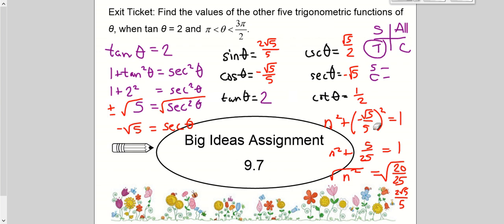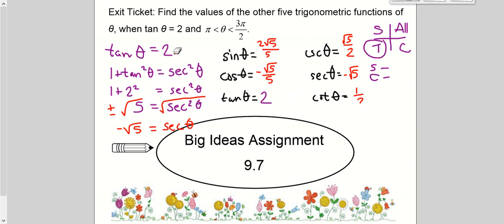I want to show you one more thing with this. What if we didn't use the Pythagorean theorem identities? What if we just did it the way we did in a previous section? Tangent theta is 2. It's in this quadrant. Draw a reference triangle. Tangent is opposite over adjacent. Opposite over adjacent. So this side would be 2, this side would be 1, because 2 over 1 simplifies to 2. Use your Pythagorean theorem. A squared plus b squared equals c squared. 2 squared plus 1 squared is 5. Square root of that is rad 5.